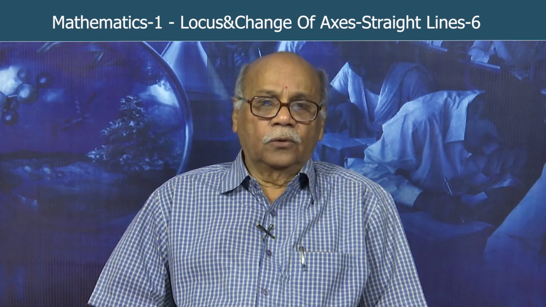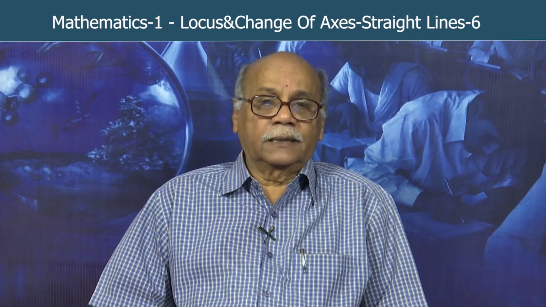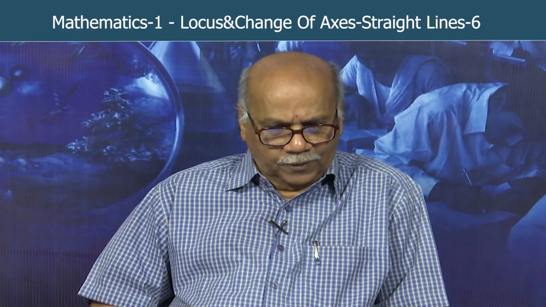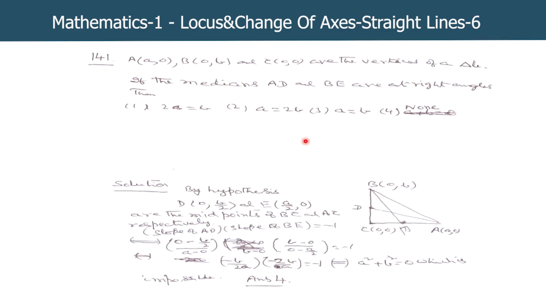Now, we are concluding this chapter with a few more problems on straight line. Problem number 141: A(a,0), B(0,b) and C(0,0), that means C is the origin, are the vertices of a triangle. If the medians AD and BE are at right angles, then (1) 2a = b, (2) 2a = 2b, (3) a = b, and (4) none.